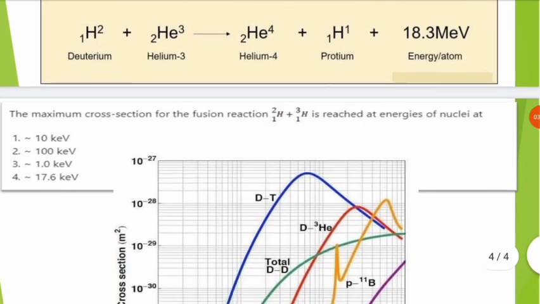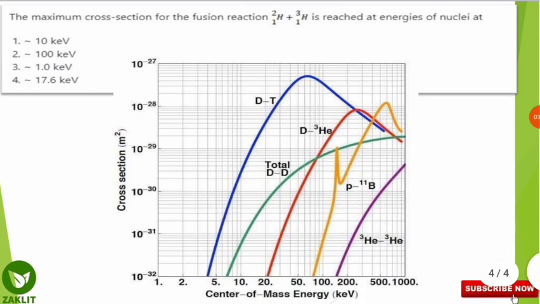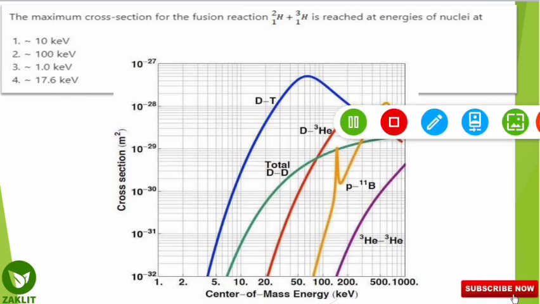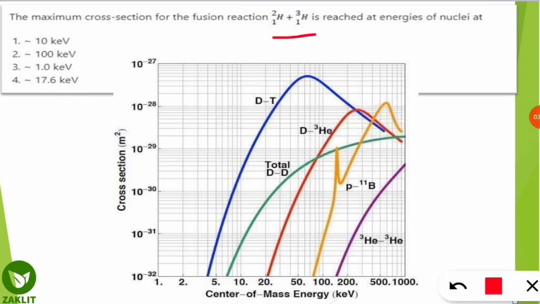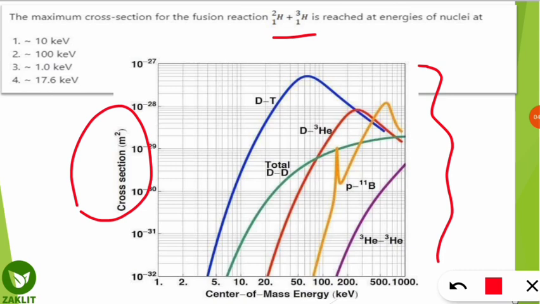Our point was that we should know what maximum cross section is reached in the nuclear fusion reaction of deuterium and tritium. This graph is the best thing. You should note down this graph also and make it. It has several reactions with their properties. We have discussed what cross section is: it is used to determine the probability of the interaction.